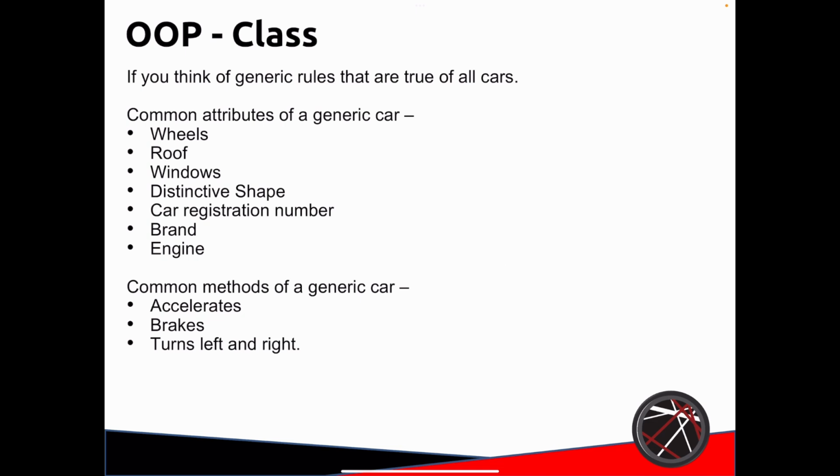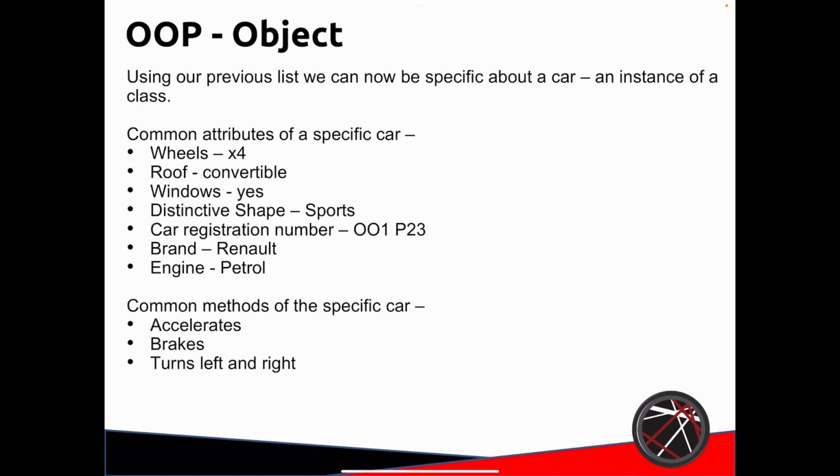So when we're talking about the qualities, such as the wheels, etc., we call that an attribute. And when we're talking about the actions, we call that a method. Once we want to be more specific, so in other words, I want to talk about this sports car that's a Renault that has a car registration of 001 P23, for example, we therefore are now talking about an object. We're much more specific about that type of vehicle and what it is, and therefore we can distinguish one vehicle from another. So in other words, our objects.